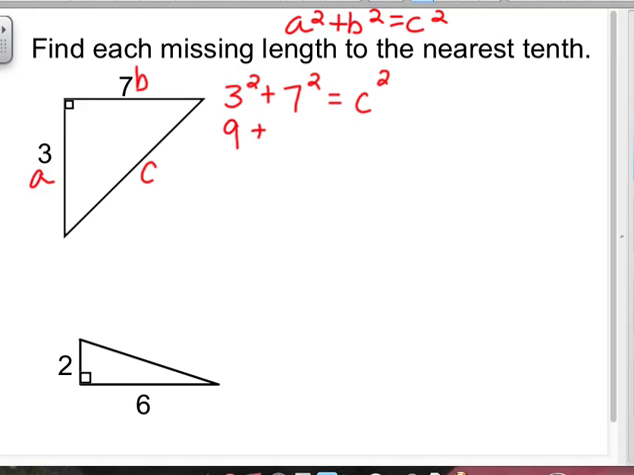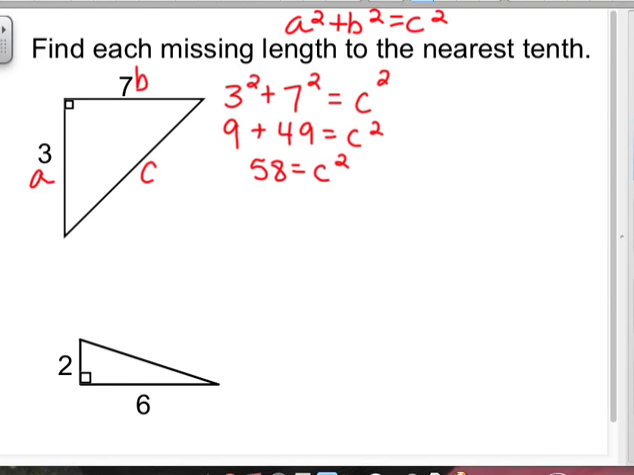7 squared is 49. And C squared, we don't know. 9 plus 49 is 58, equals something to the second power. Now, let me show you what to do in this case. When you're trying to figure out some number to the second power squared, right?